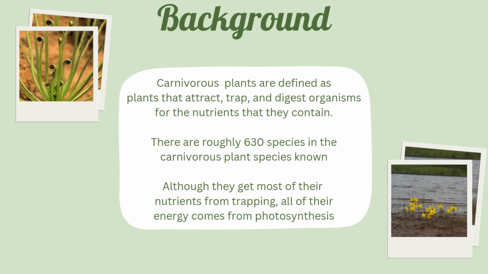Background information. Carnivorous plants are defined as plants that attract, trap, and digest organisms for the nutrients that they contain. There are roughly 630 known species of carnivorous plants. Although they get most of their nutrients from trapping, all of their energy comes from photosynthesis.